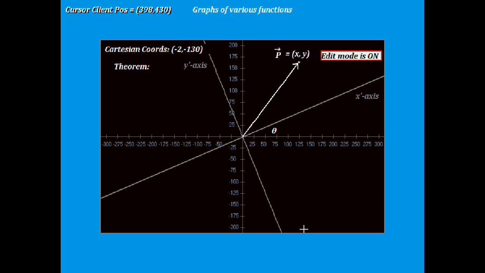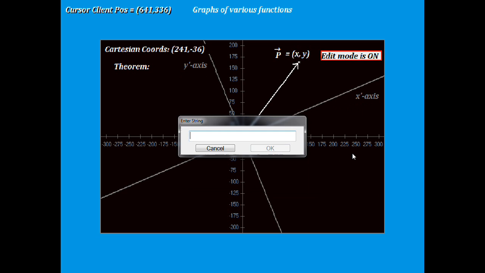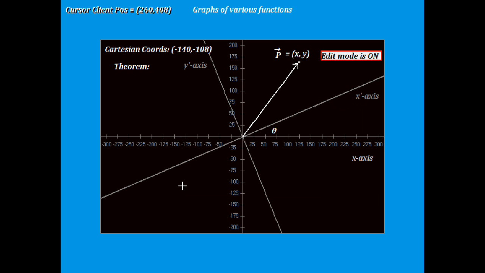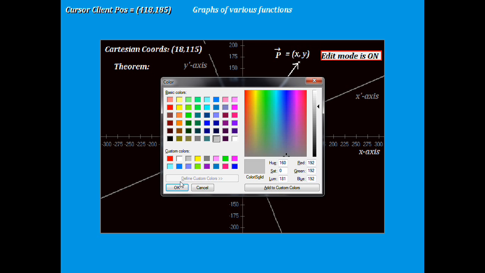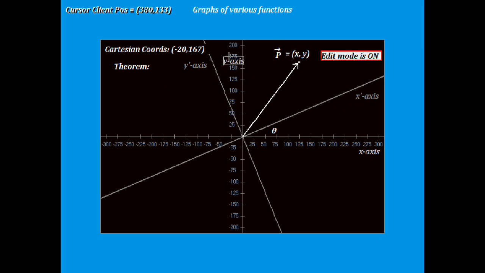And I've always had trouble reproving this. Should use a different color for this. I'll use a brighter gray. And that's the y-axis. Okay, here's the x-axis, here's the y-axis, and here's the x prime and y prime axes.